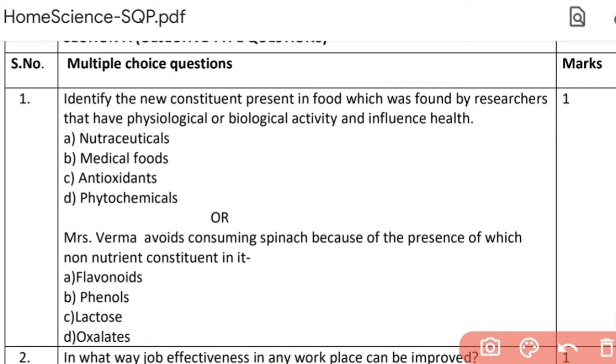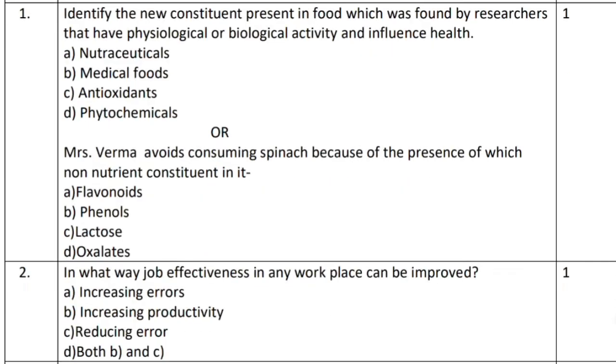Now if you have forgotten, you can see flavonoid is not in spinach, phenols are not in spinach, lactose is obviously in milk. So what is left? D, oxalates. So the answer is oxalates, that is D. And here also the answer was D, that is phytochemicals.